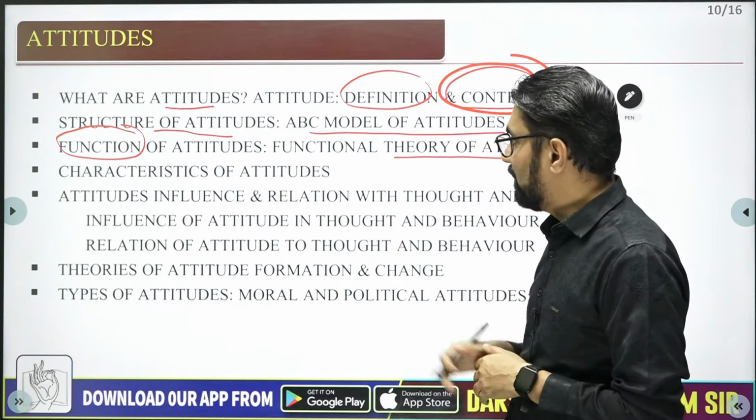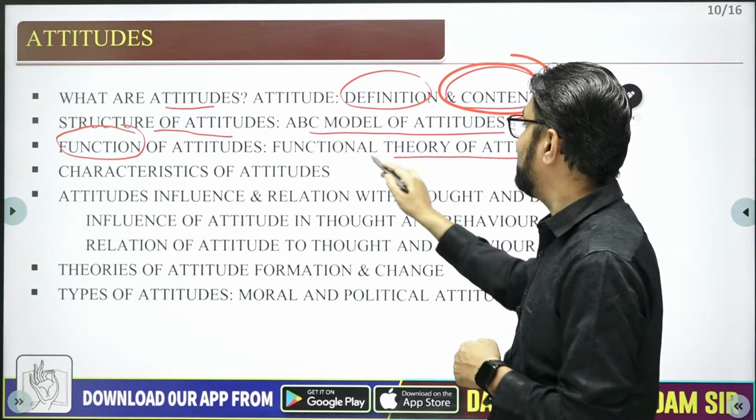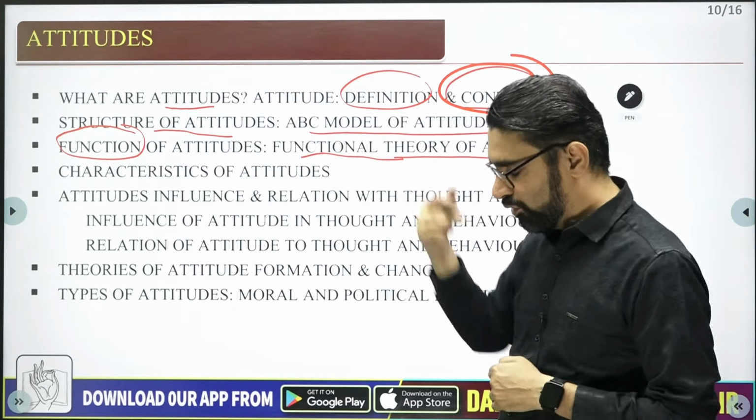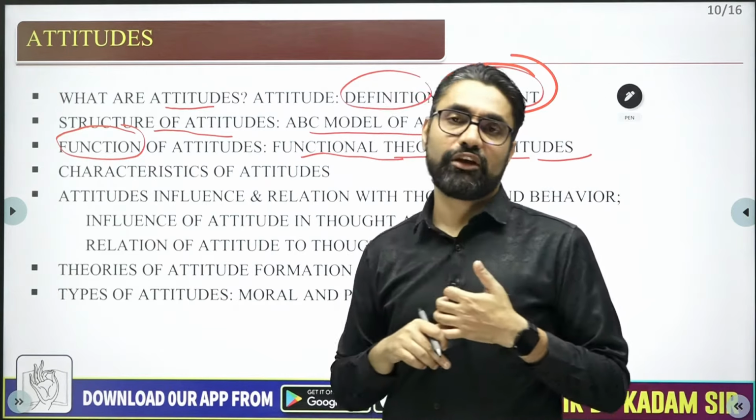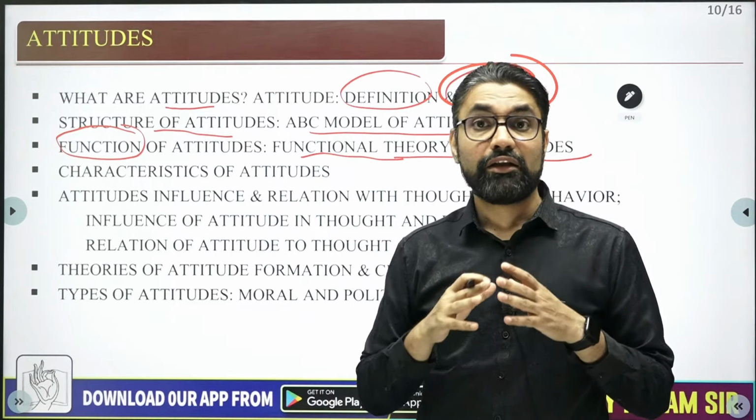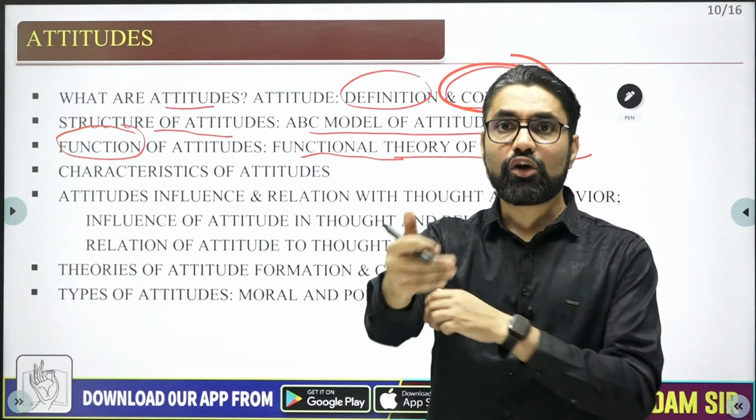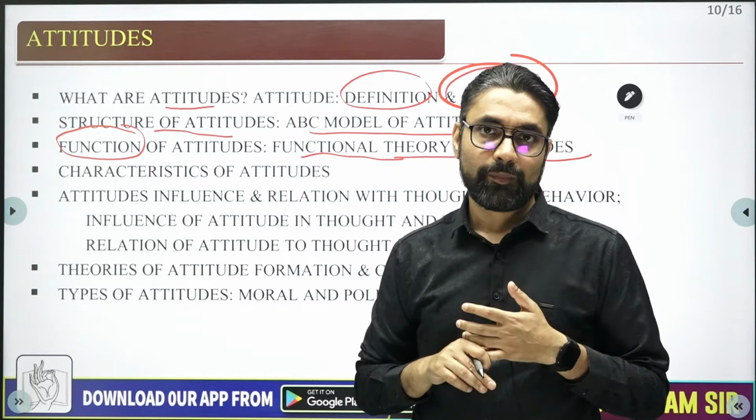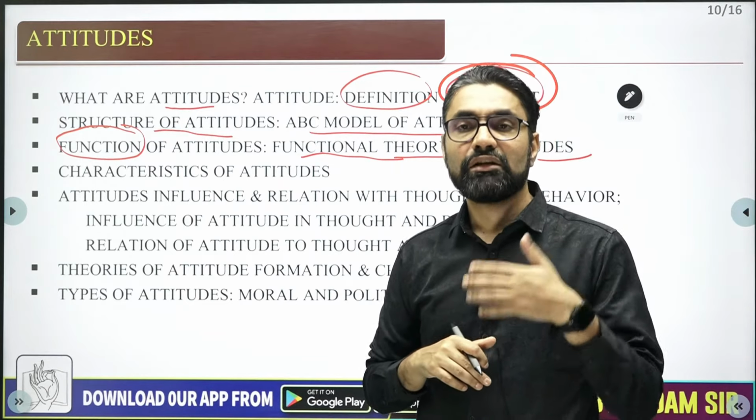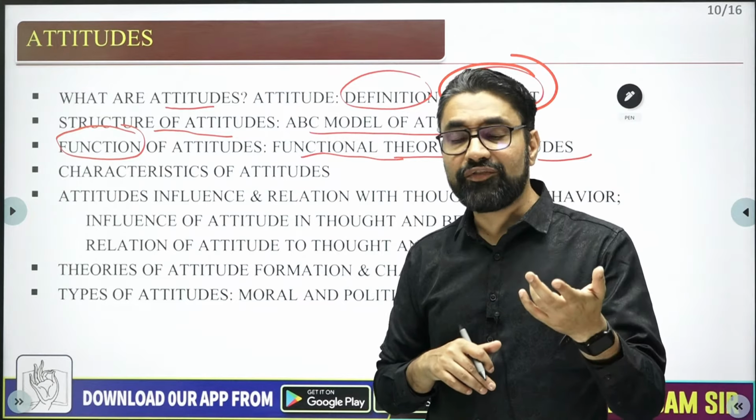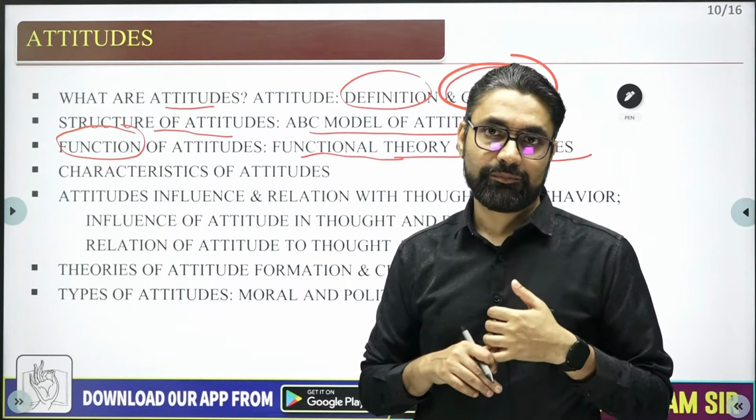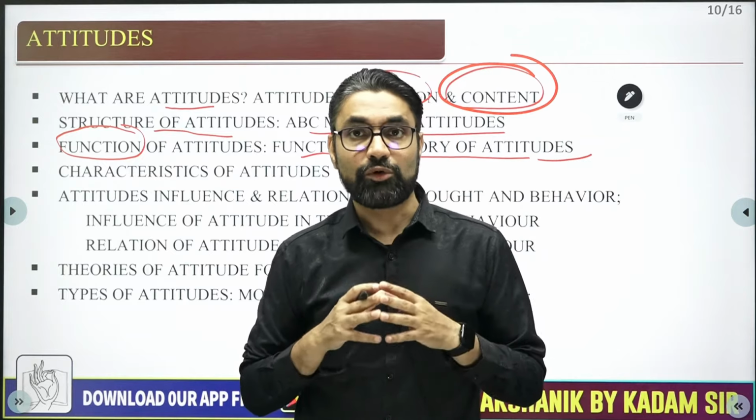Okay, so the functional theory of attitude is about why we hold attitude. The psychologist Katz discussed this functional theory of attitude. And in his theory, he explained four core functions of attitudes. That is knowledge function, self-expressive function, okay, then utility function and ego defensive function. These are the four functions for which we develop attitude.